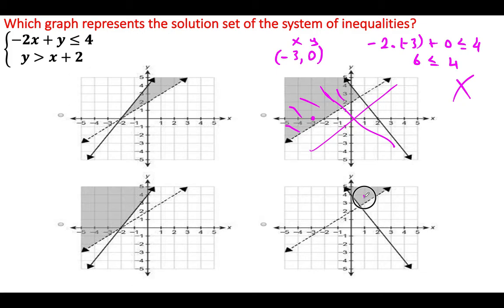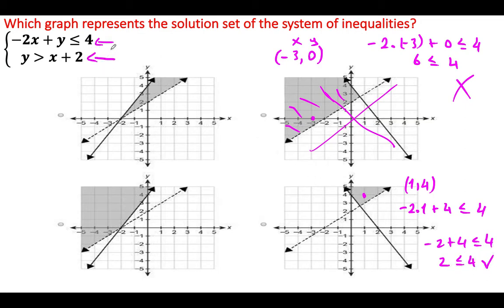What about here? If this is solution, so this is now x is 1, y is here 4. So 1, 4 is in the solution or not? Put it here again. So it will be negative 2 times 1 plus 4 less than or equal to 4. Negative 2 plus 4 less than or equal to 4. 2 is less than or equal to 4. Yes, this is. But it must satisfy also the second one. So let us put it here. Y, which is 4, greater than x, which is 1, plus 2. 4 is greater than 3. Yes, it is. So, yes, this is the solution. This is the answer of the question. But to be sure, let us continue.